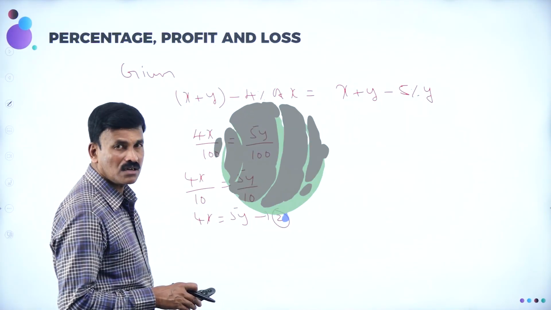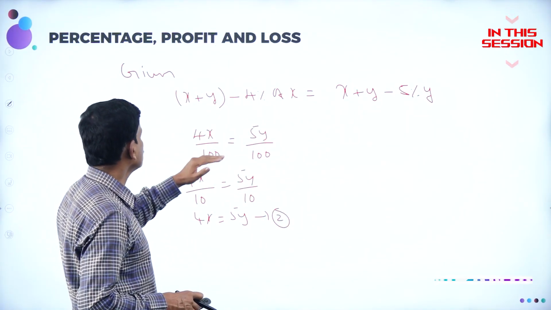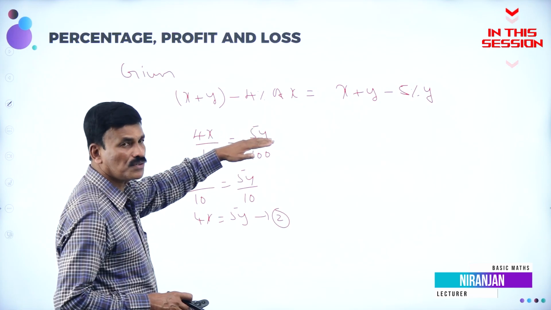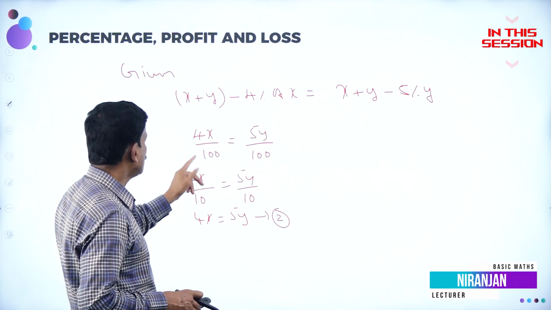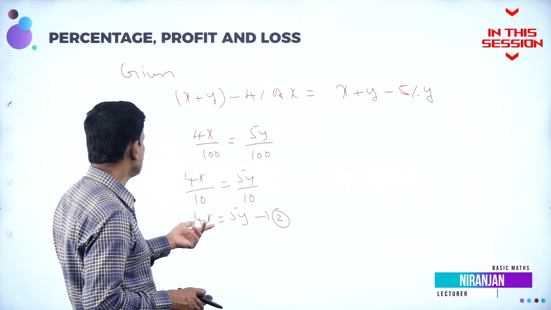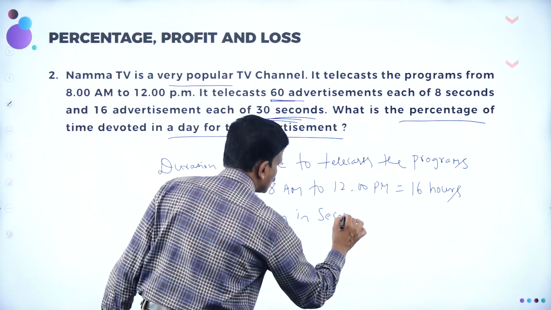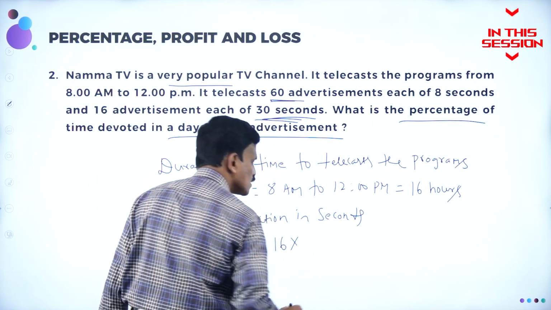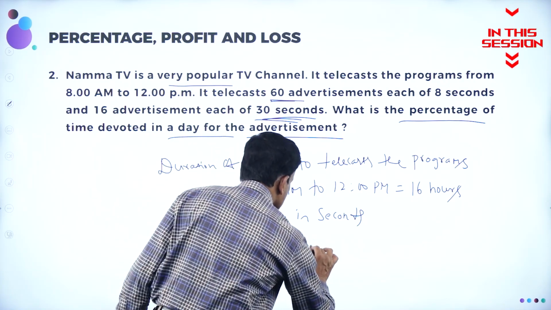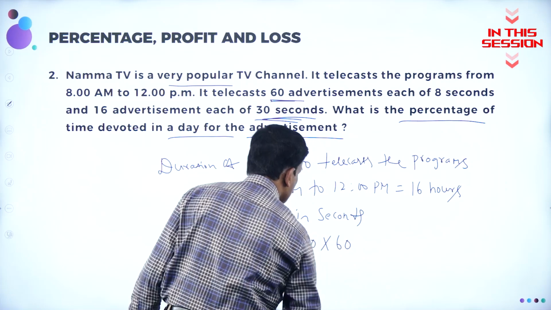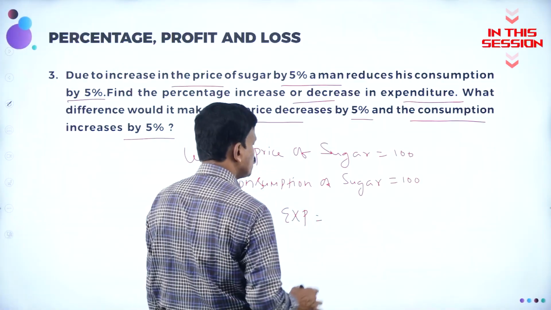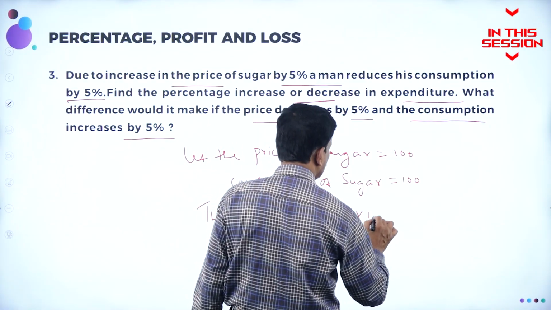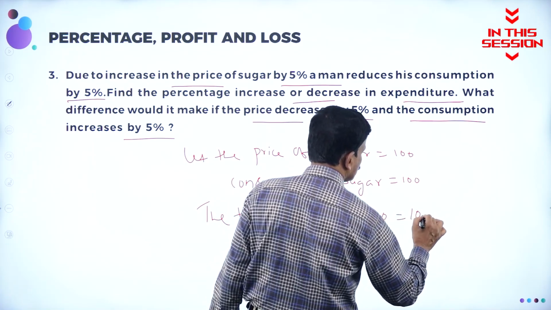Just interchange this. On simplification, 4% of x is 4x by 100, equal to 5y by 100. So the 100 you can cancel straight away, and you will get 4x is equal to 5y. The time duration in seconds is equal to how many hours? 16 hours. 1 hour is equal to 60 minutes and 1 minute is equal to 60 seconds. Total expenditure is equal to 100 into 100. That's equal to 10,000.